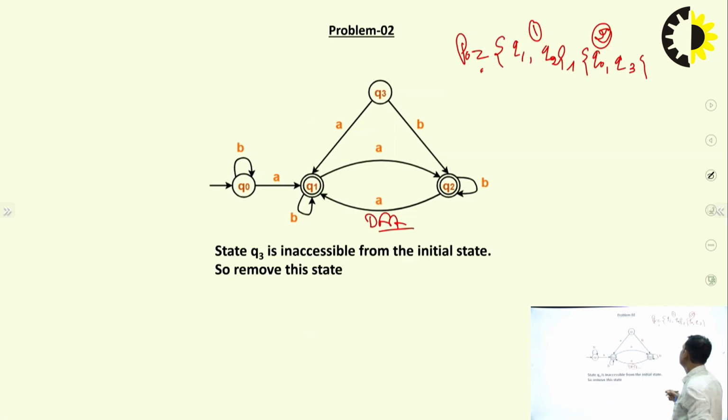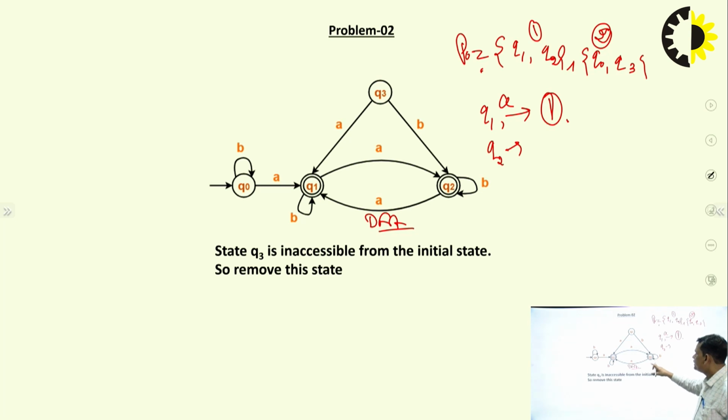Q0, Q1, Q0 as input A, set number 1. Q2 as input A, set number 1. It is the same set.